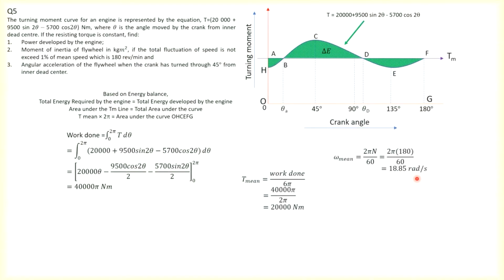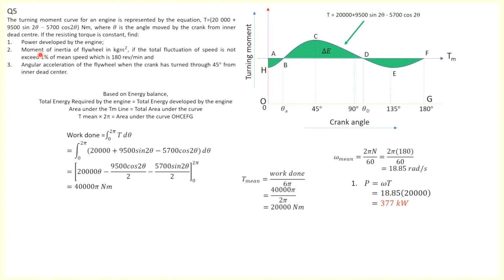Before we find the moment of inertia or the angular acceleration, if you want to find power, you can straight away take T mean times omega. You find the power developed as T omega, or you can use 2 pi n over 60 times T. That will give you a power of 377 kilowatts.